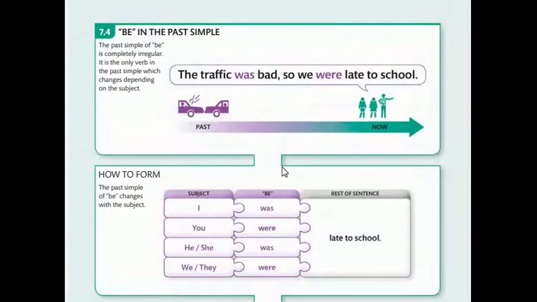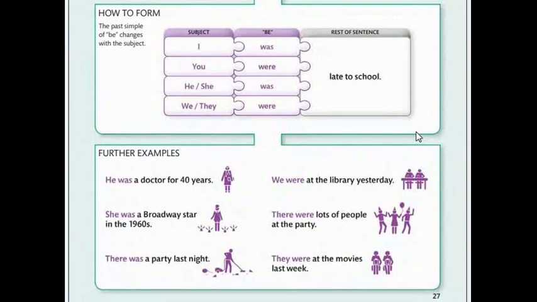7.4 Be in the past. The past simple of be is not completely regular. It is the only verb in the past simple which changes depending on the subject. Past, now. Traffic was bad, so we were late to school. How to form it? The past simple of be changes with the subject.